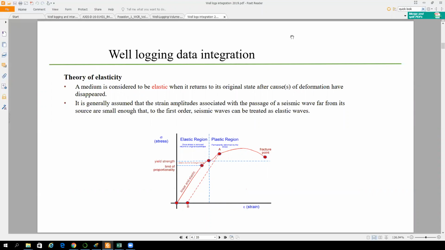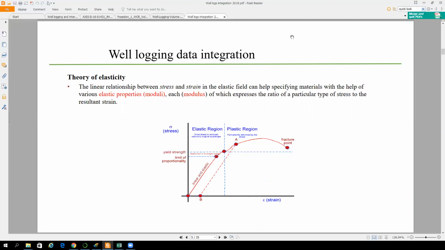A medium is considered to be elastic when it returns to its original state after we remove the force or the stress or the cause of the deformation. And usually in seismic methods, we believe that the deformation is so small that it does not cause a permanent deformation of the rock. So we are working in the elastic region. All the seismic methods work in the elastic region, and they are supposing that we're under the elastic theory assumptions.